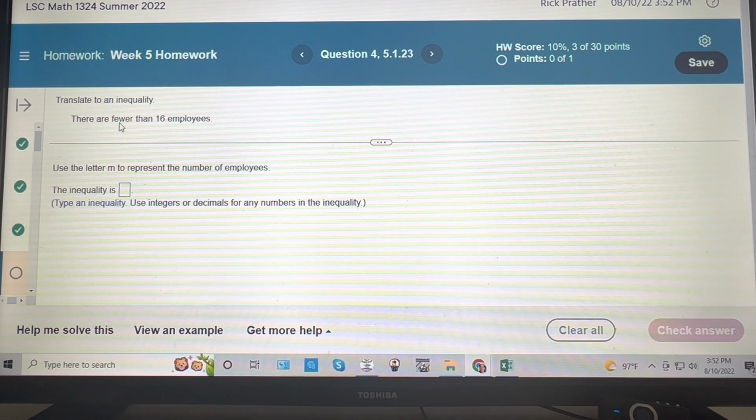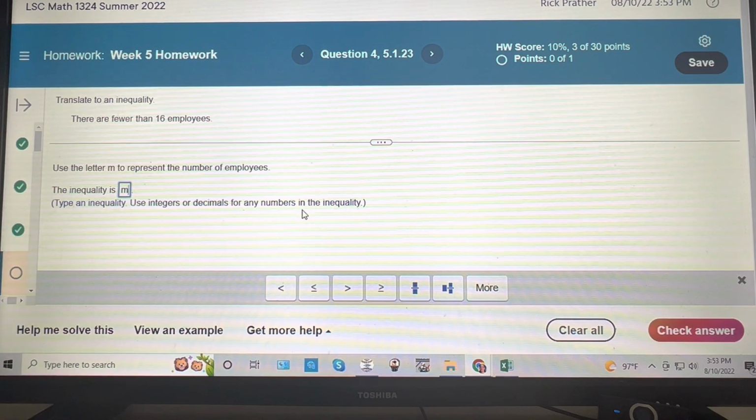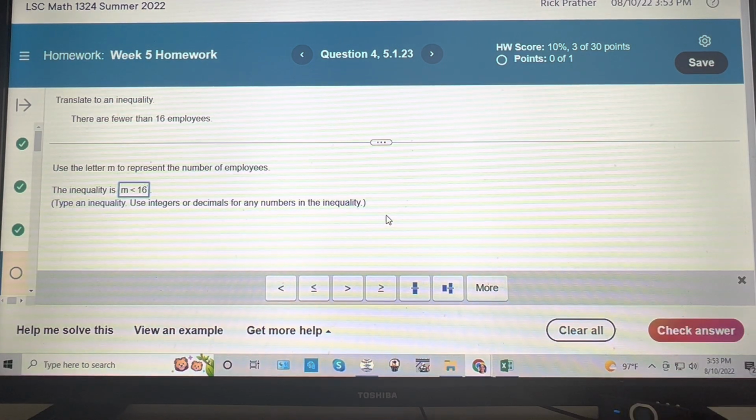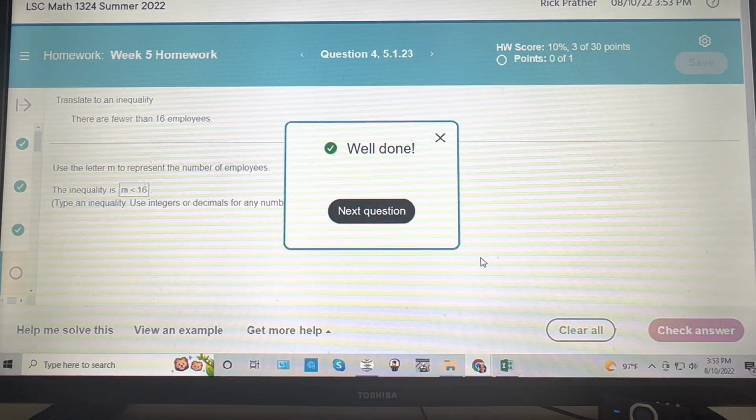There are fewer than 16 employees. Use the letter M to represent the number of employees. So the number of employees, M, is fewer than. Fewer than means less than. It's not greater than, it's not less than or equal to, it's not greater than or equal to, it's just less than. And then you would possibly do a graph after that, but this is just about learning how to take the sentence in English and turn it into an inequality.